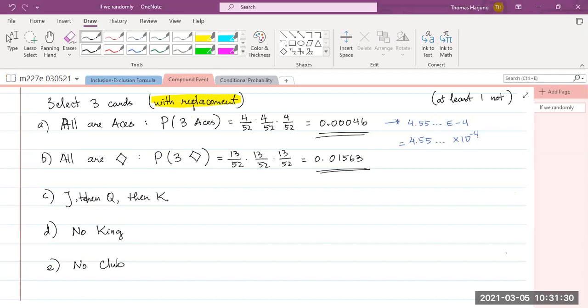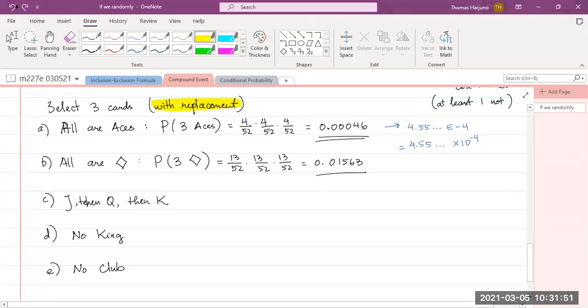It has something to do with this, because the events between the first, the second, and the third are all independent. Then it becomes binomial distribution. Don't worry about that right now. Right now, just do it one by one. So let me ask you to do the rest.